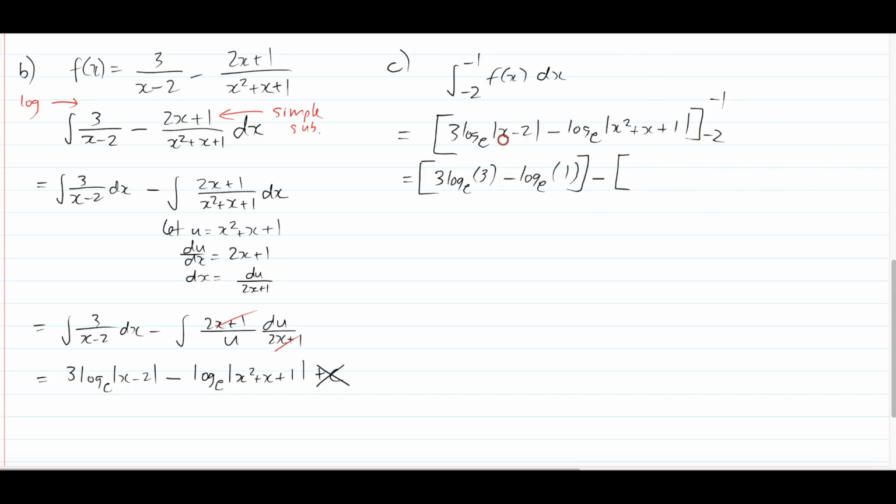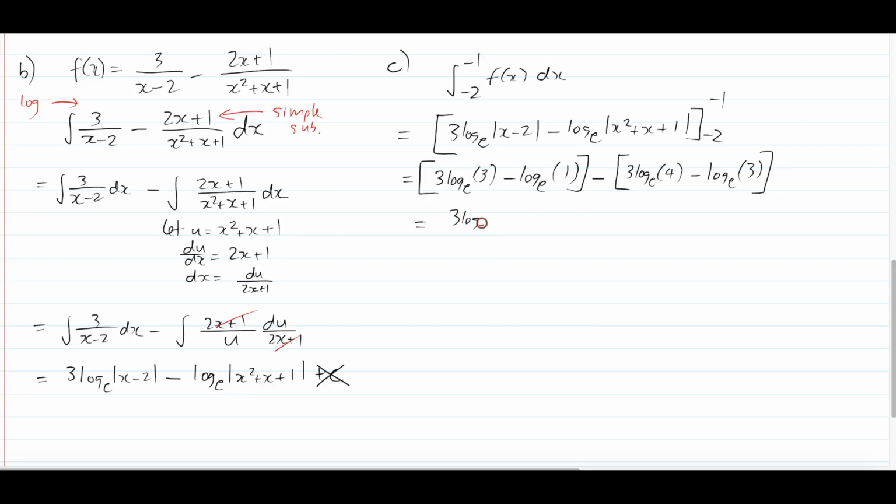So let's sub in -2. -2 minus 2 is -4, so we get 3 log e of 4. And then minus log e. I'm going to sub in the -2 over here. -2 squared is 4, 4 minus 2 is 2, 2 plus 1 is 3, right? So that's what we get, and then let's combine them together.